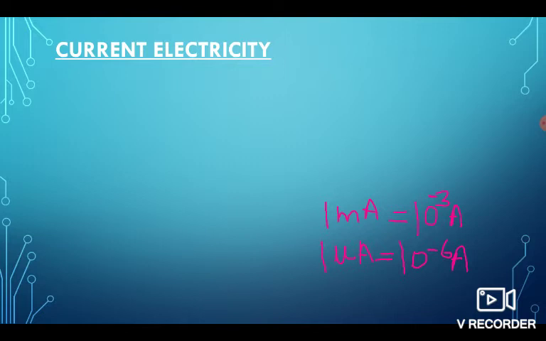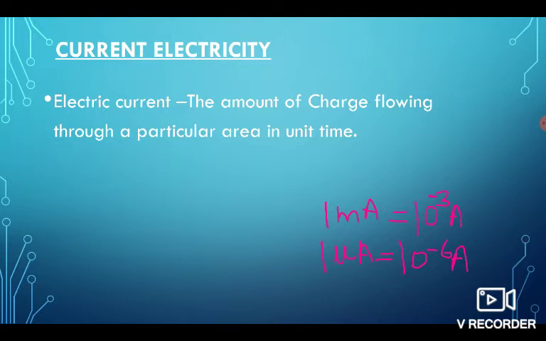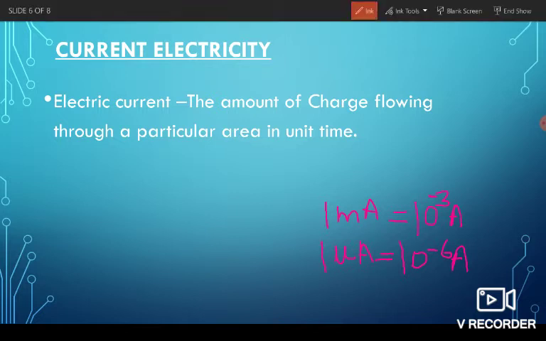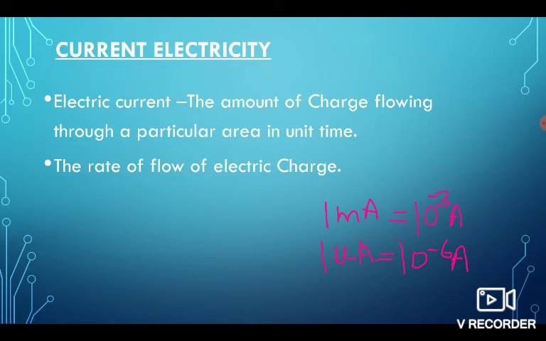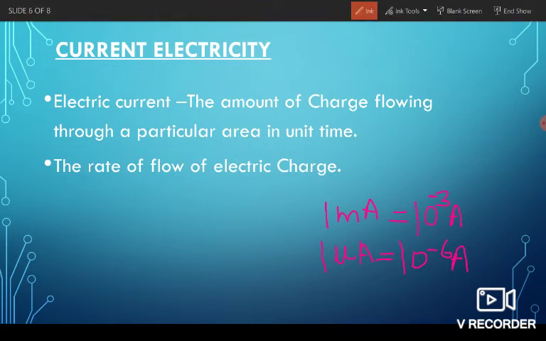Current electricity. Electricity produced when the charges are in motion. We can define electric current as the amount of charge flowing through a particular area in 1 unit of time. We can also define it as the rate of flow of electric charge. From this we can derive the formula for current: I is equal to Q upon T, where I is the symbol of current, Q is the charge flowing through the conductor, and T is the time.